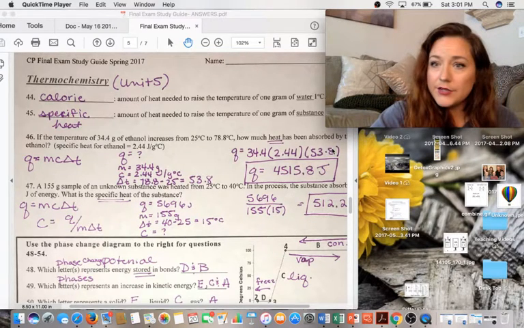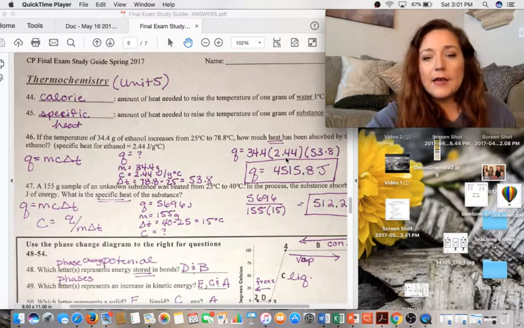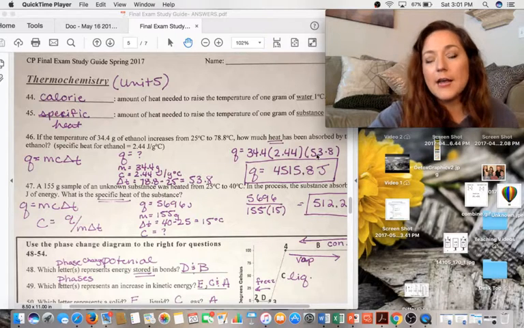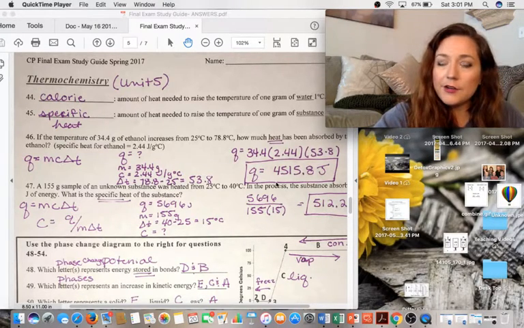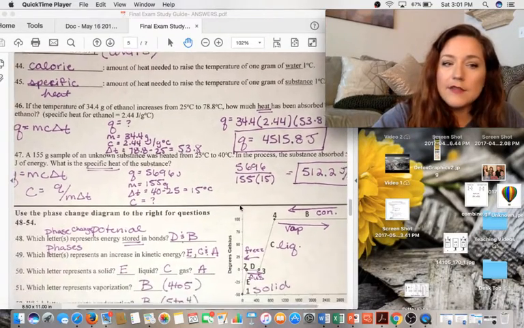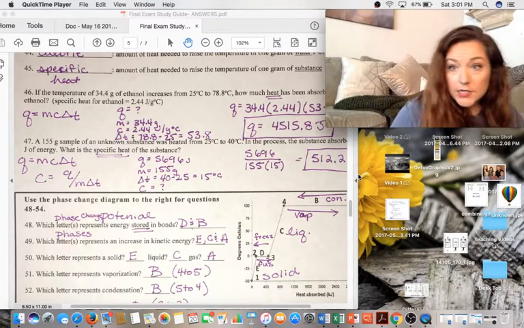So all I do is plug it in. Q equals 34.4 times 2.44 times 53.8. So I end with 4,515.8 joules. Now, 47, I messed up on the answer. So I'm going to have to tell you guys the correct answer.